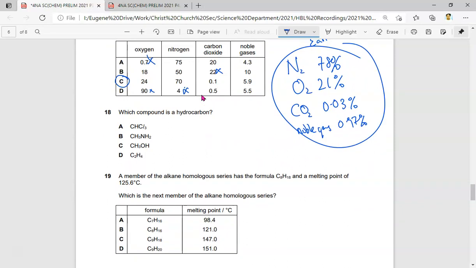Okay. Which compound is a hydrocarbon? Hydrocarbon means only have carbon and hydrogen. So this one got chlorine, wrong. This one got nitrogen, wrong. This one got oxygen, wrong. Therefore answer left is D. So question 18, give away. Or you just know what a hydrocarbon is.